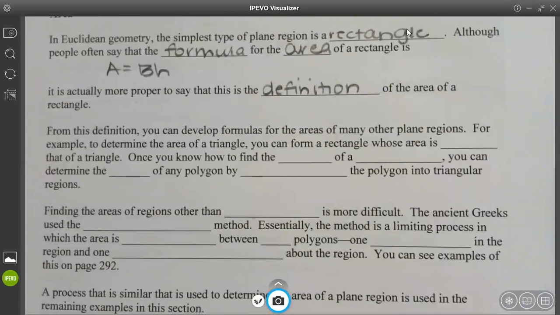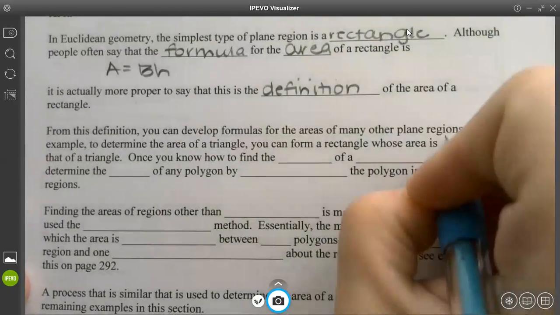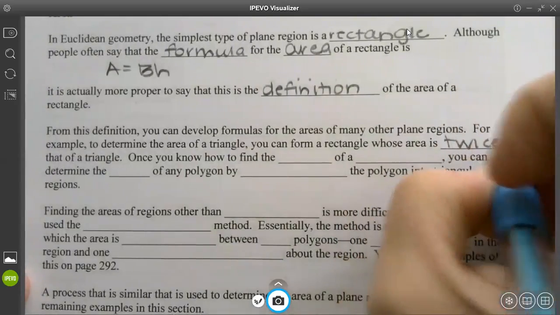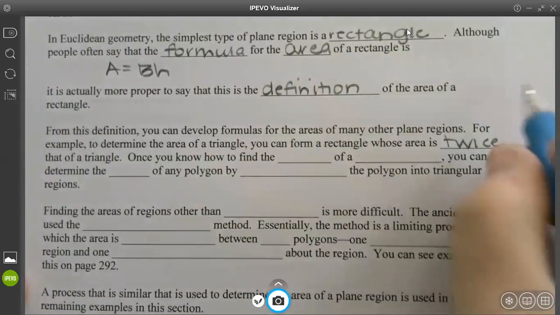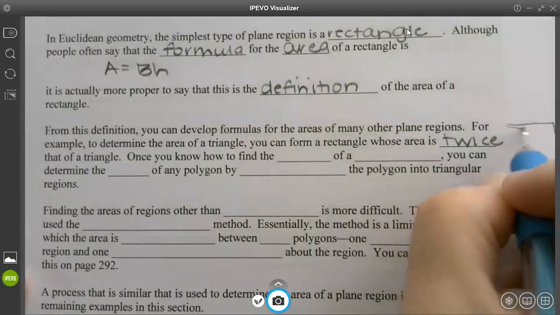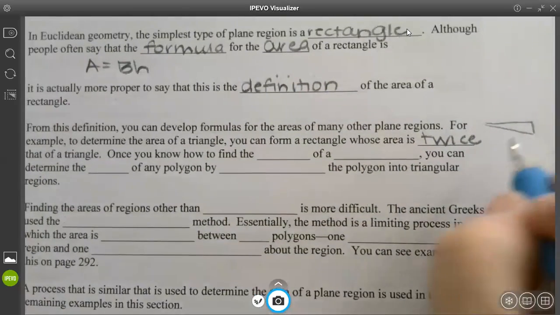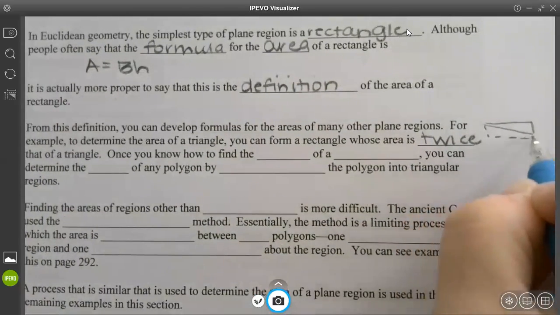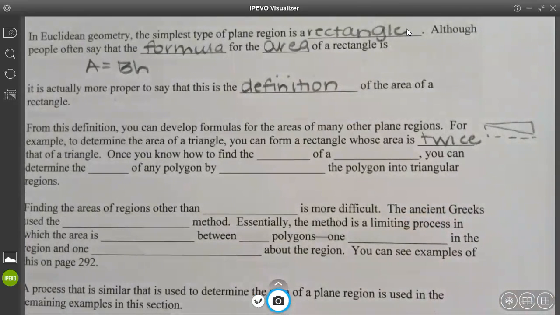So from this definition, you can develop formulas for the areas of many other plane regions, for example, to determine the area of a triangle. You can form a rectangle whose area is twice that of the triangle. So if you had this triangle, you could make it into a rectangle. The area, you could find length times width and divide it by 2. Everybody understand that? Okay. All right.